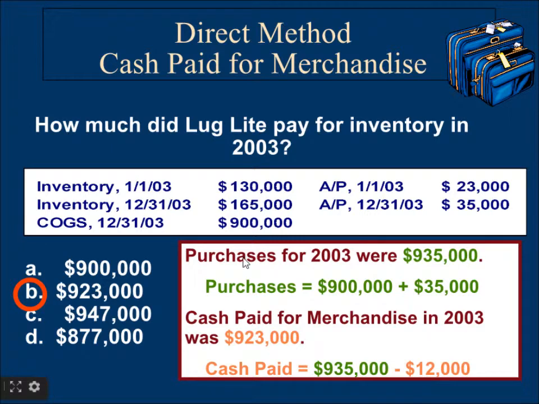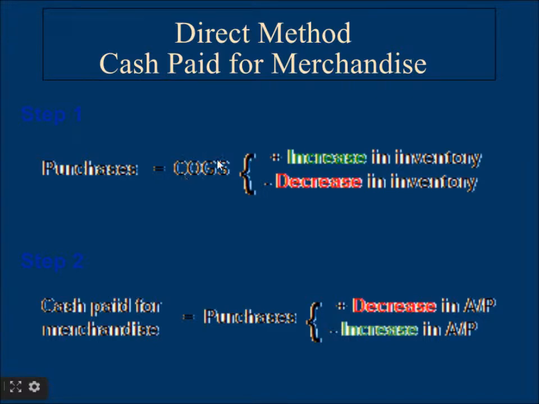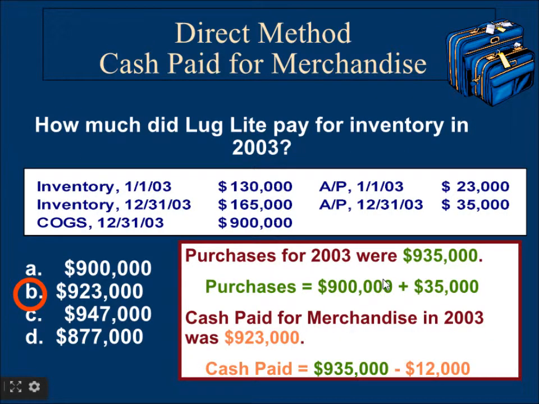So first we have to calculate the purchases of 2003. The formula for purchases is cost of goods sold plus increase in inventory. Cost of goods sold is 900,000 and the increase in inventory is 165,000 minus 130,000, which is 35,000. So adding 900 plus 35 gives the total purchases of 2003. Because the cost of the goods we have sold is 900,000, and since we have an increase in inventory, that means we have purchased some extra items which are still in inventory and not sold yet, so we have to add that value.